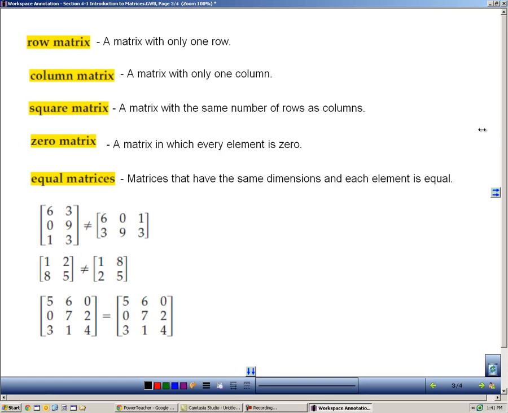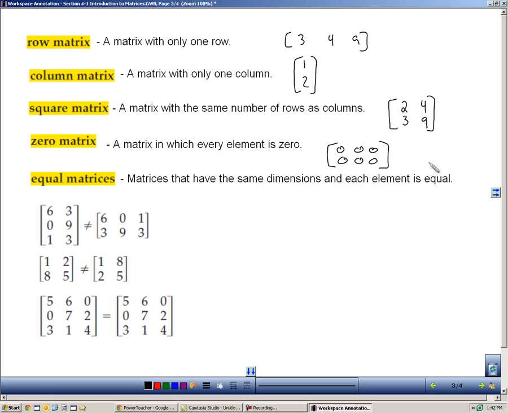Here are more terms we use when dealing with matrices. A row matrix is a matrix with only 1 row. It looks like something like this maybe. And a column matrix has only 1 column. So this one has 1 column, 2 rows, something like that. A square matrix has the same number of rows and columns. So maybe something like that. A 0 matrix has every element that's a 0. There's an example of a 0 matrix.